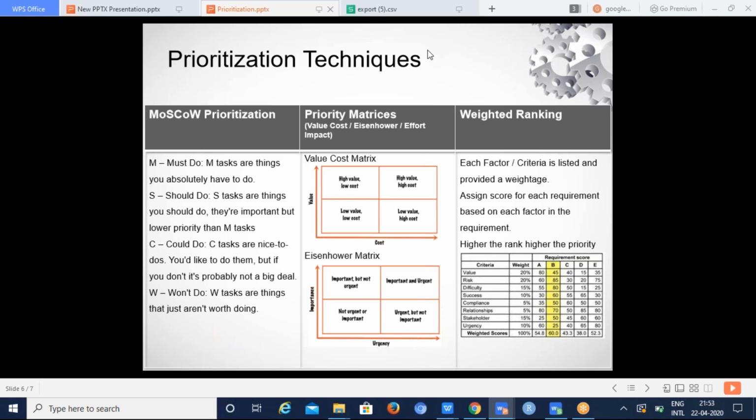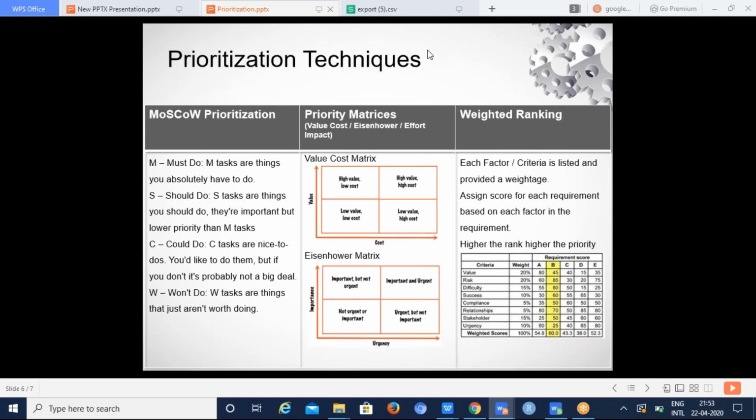And moving to the next technique, the priority matrix. We have several kinds of matrix: value cost matrix, Eisenhower matrix, effort and impact matrix, and a number of matrices which the organization can build based on their analysis. But the most commonly used are the value cost matrix and the Eisenhower matrix.